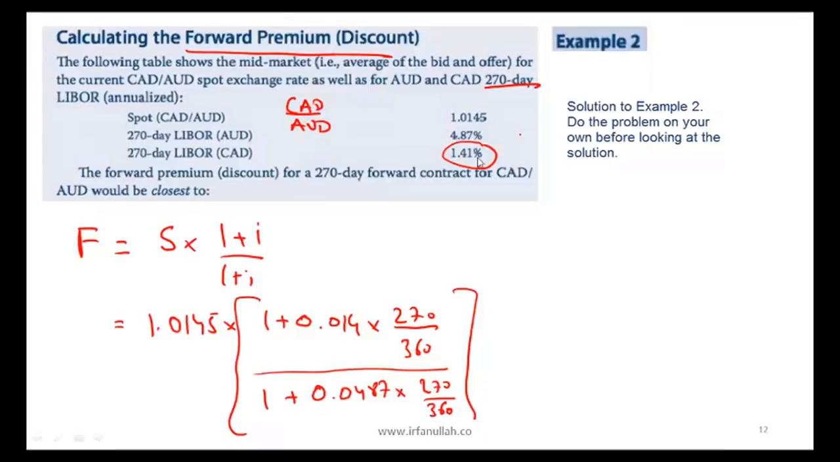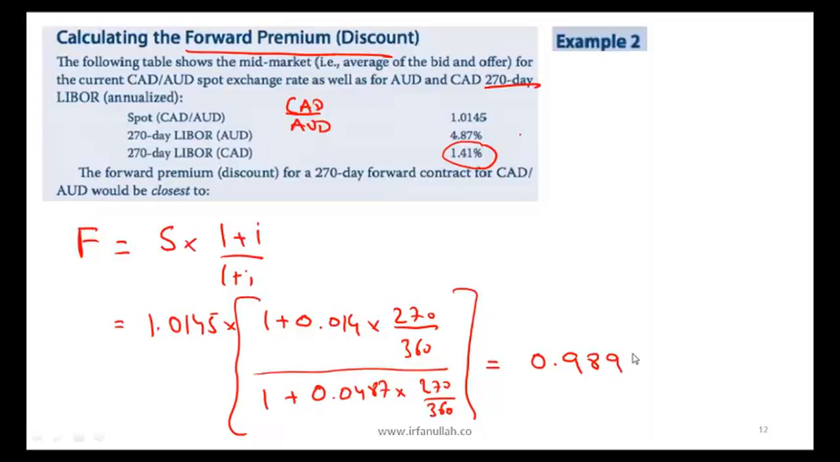That rate is 1.41%, so that's 0.014. And then what have I done here? We have de-annualized, so 270 over 360, and then 1 plus 0.0487 into 270 over 360. Has anybody actually calculated what does this come out to? 0.9892. Does it make sense that the forward rate is less than the spot rate?